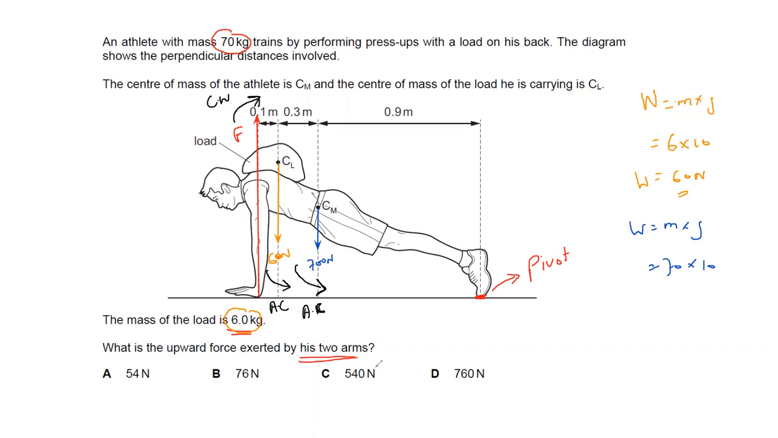The two weights are causing an anti-clockwise rotation. Because of the two weights, it is causing an anti-clockwise rotation, and because of the upward force, that will cause a clockwise rotation. And whenever we are solving a question, what do we assume? We assume that the object is in equilibrium, or the object is balanced.